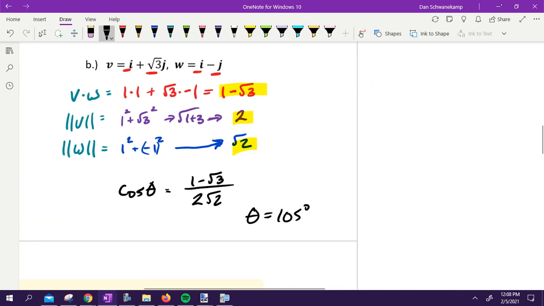The reason for that is if my x is 1 and my y is -1, that means I'm down here at like -45 degrees. If my x is 1 and my y is radical 3, that is like I am up here at 60 degrees. So guess what the difference between those two angles is? 105.